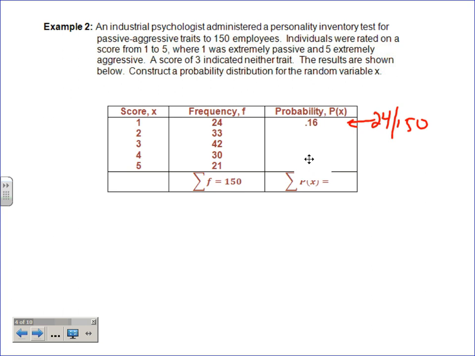All right, let's see what you did. This is what I got. For your probabilities, I divided them out. I got 0.16, 0.22, 0.28, 0.20, and 0.14. And then what did we say? Are all these probabilities fitting the rule? Are they between 0 and 1?